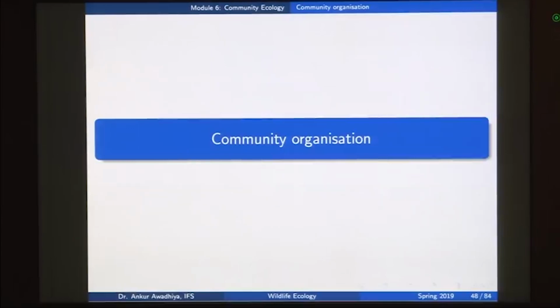Namaste. We move forward with our discussion on community ecology, and today we will have a look at community organization and how communities change in response to external forces.